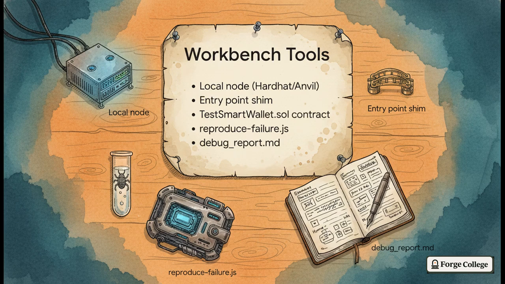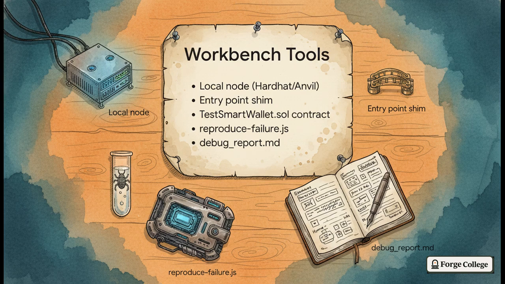So here is your minimalist parts list. Start by spinning up a local node, Hardhat, Anvil, whatever you prefer. This is just a fake blockchain running locally on your laptop where the money is completely made up, so zero risk for you. Next, deploy a simple entry point shim and use a test smart wallet contract.